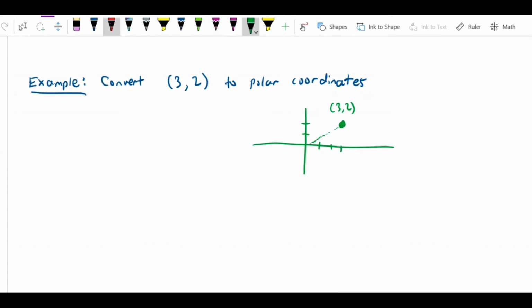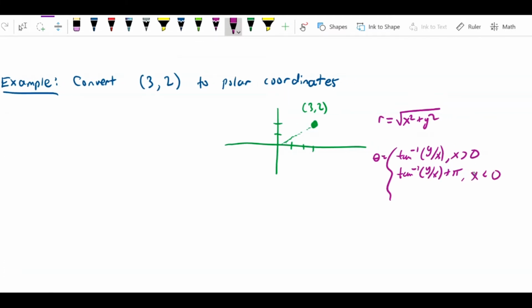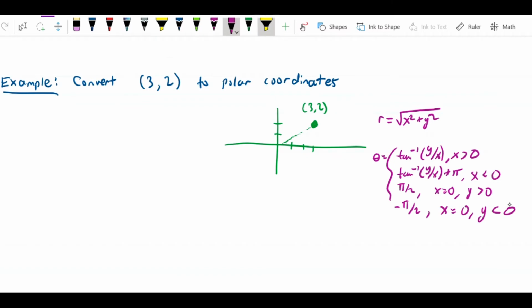What we know is that r is equal to the square root of x squared plus y squared, and theta is going to equal arctan of y over x if x is greater than 0, arctan of y over x plus pi if x is less than 0, pi over 2 if x equals 0 and y is greater than 0, and negative pi over 2 if x equals 0 and y is less than 0. We can clearly see which of these rules apply.